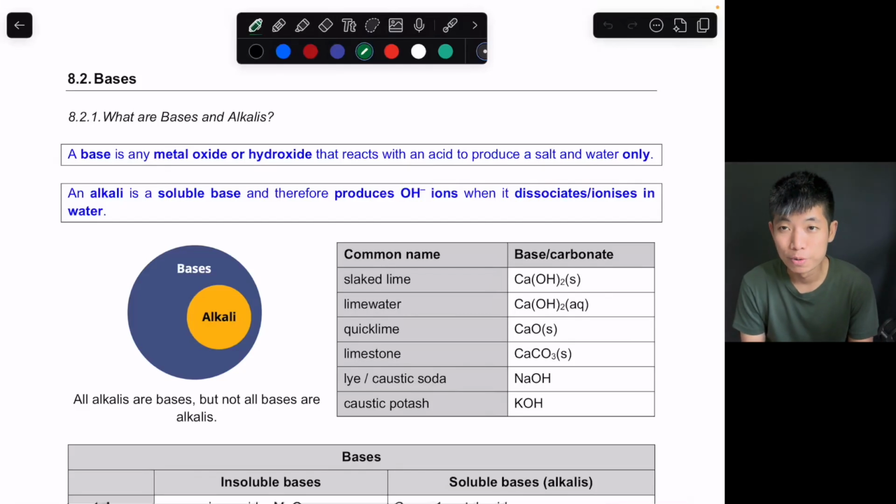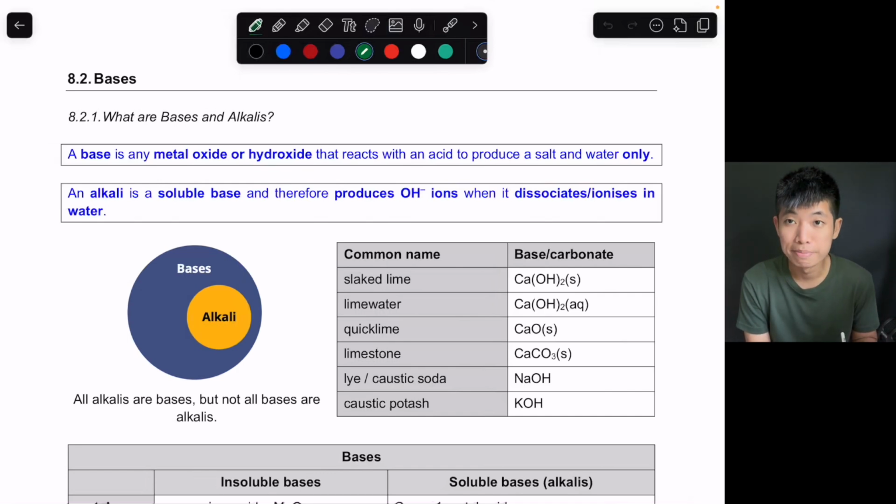Hi everyone, in this video we'll be covering the physical and chemical properties of bases and alkalis. At the end of this video, you should be able to state the physical properties of bases as well as to state some of the reactions they undergo. In addition, you'll be covering the test for ammonia gas as part of one of the reactions of bases.